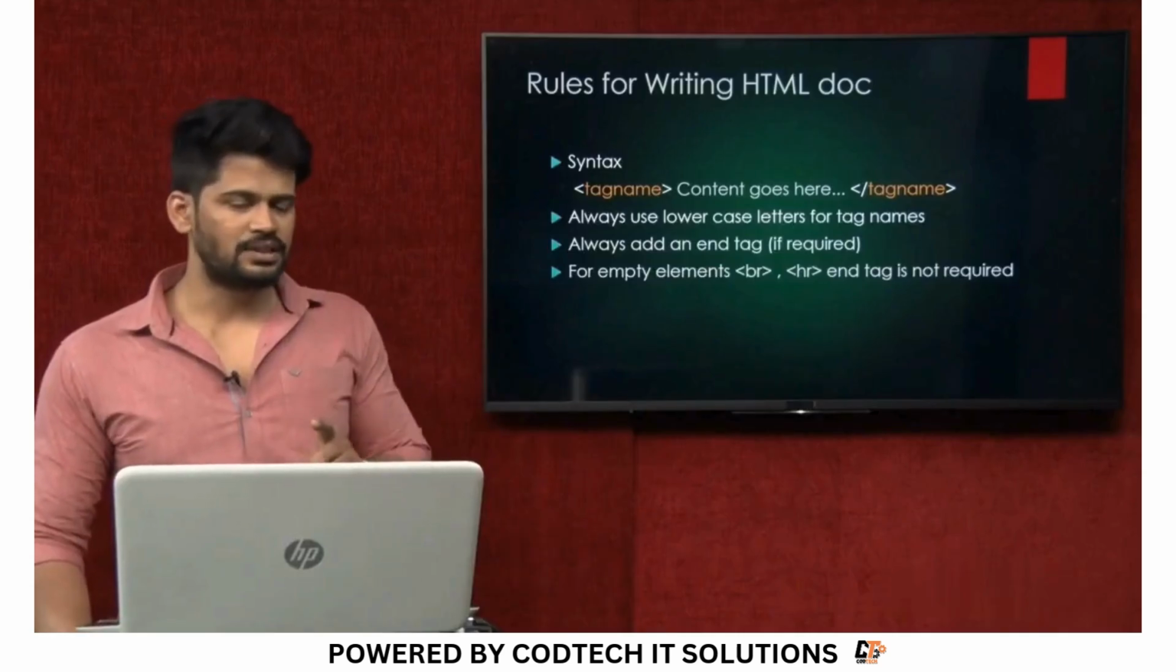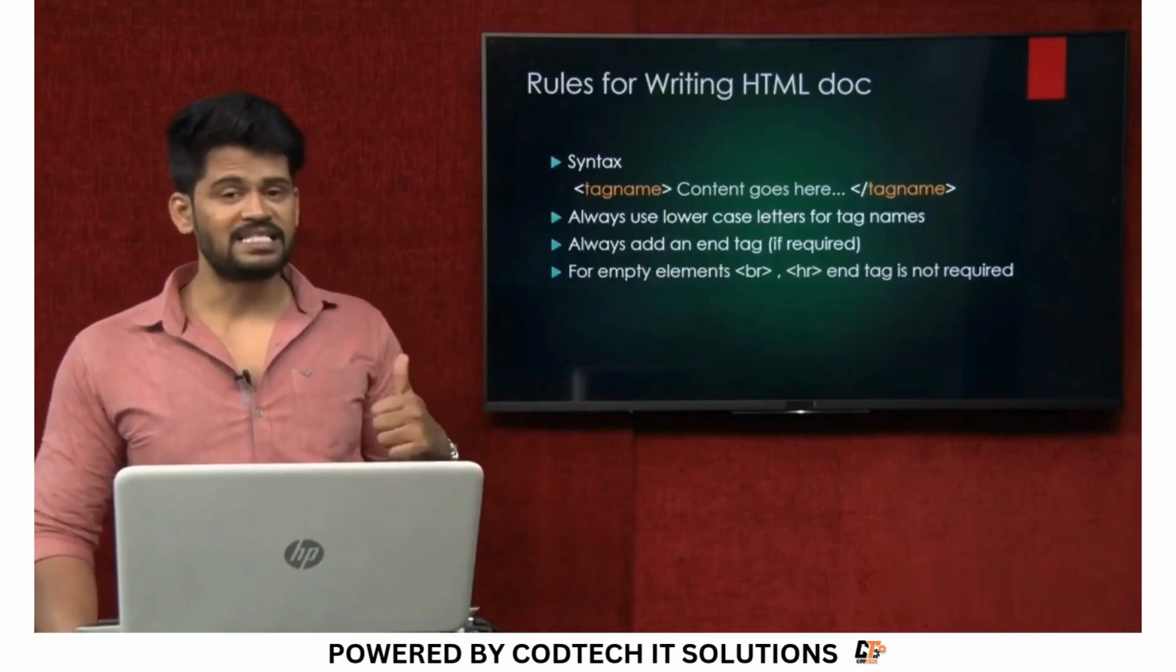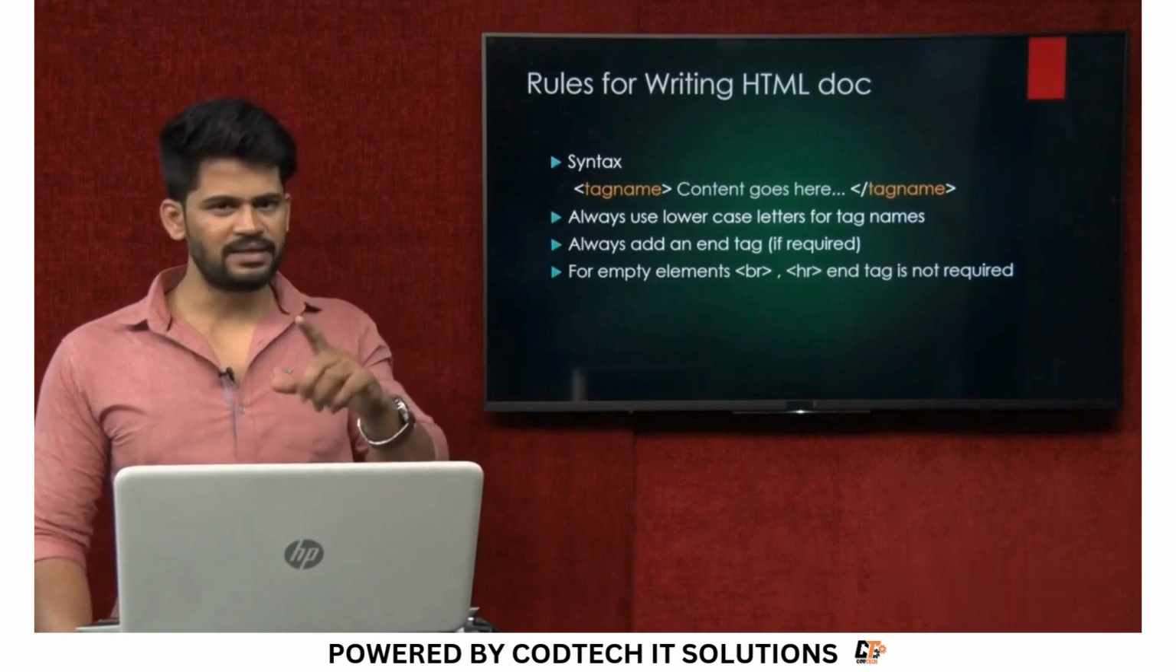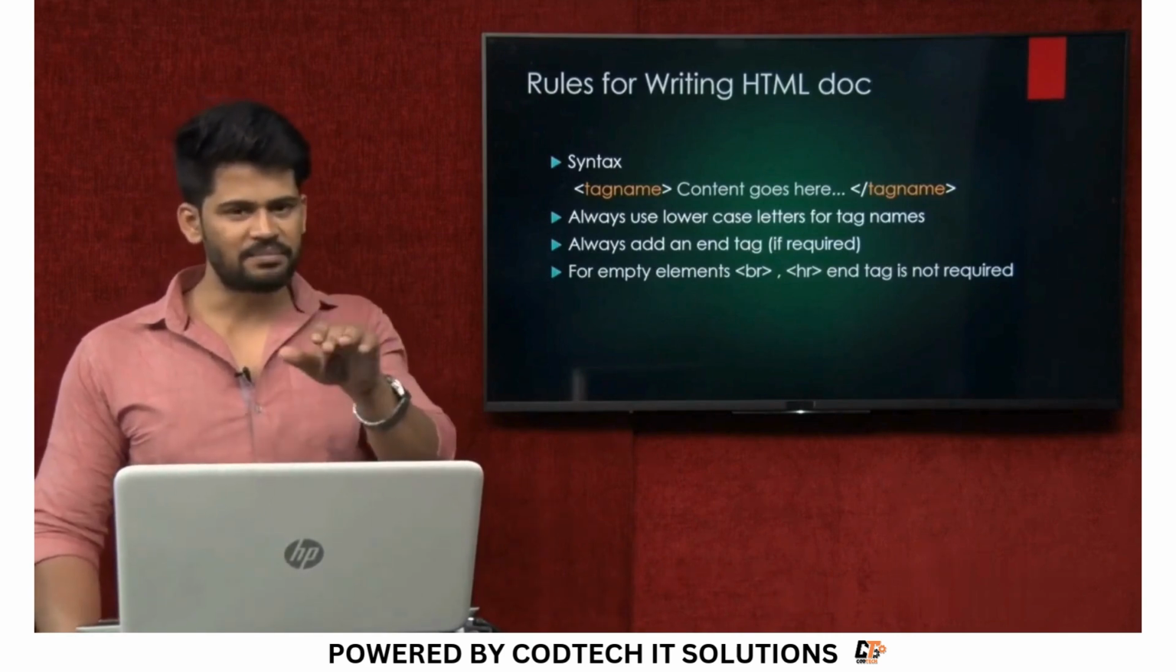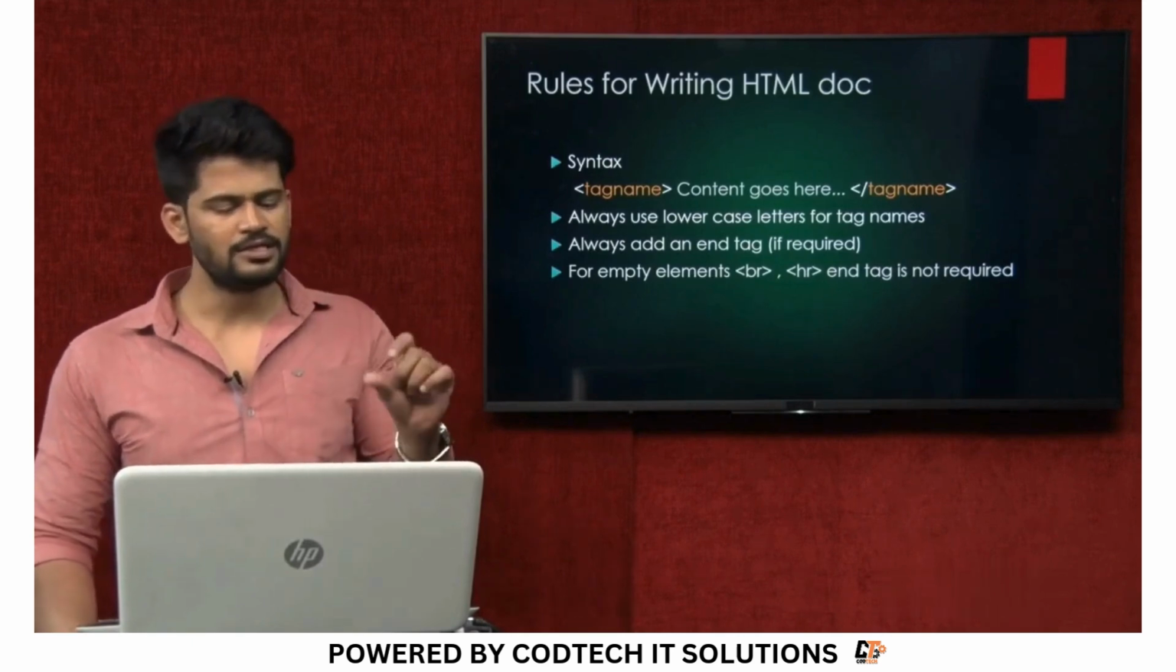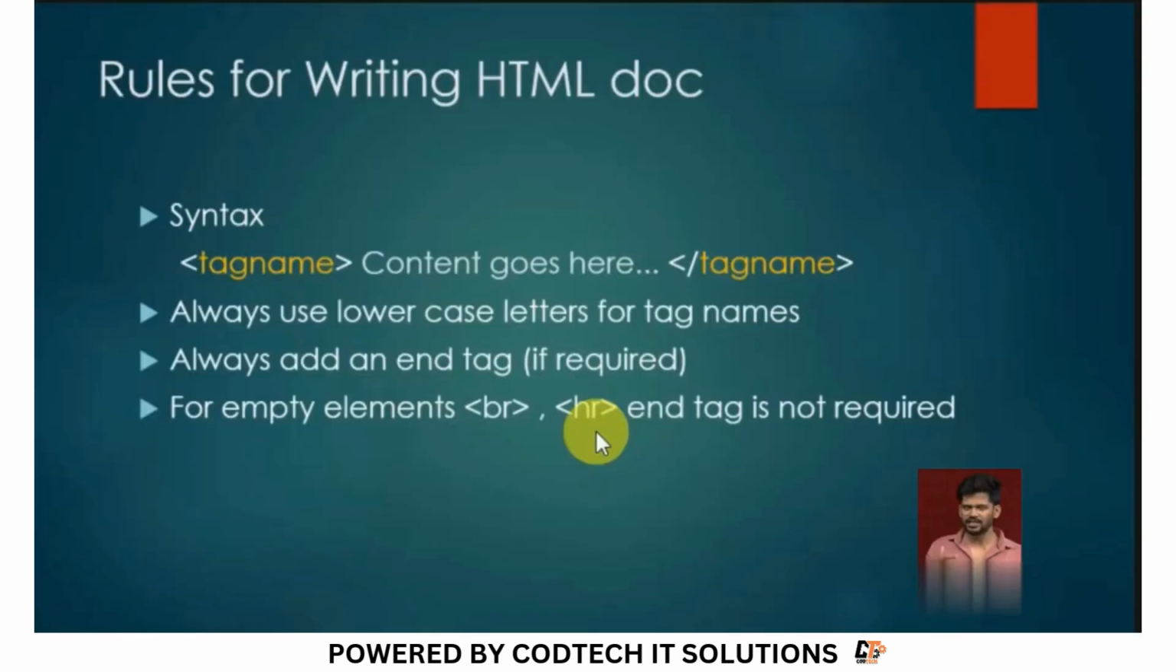There are some HTML tags, the BR tag and the HR tag. BR means next line, HR means one horizontal line. For these kinds of tags, even the image tag and input tag, there is no end tag. We will discuss them later. So always make sure of lowercase letters for tag names, and that content is between the start tag and end tag.